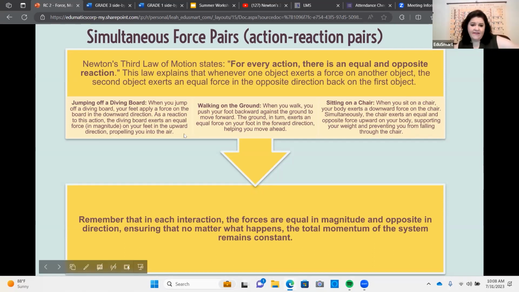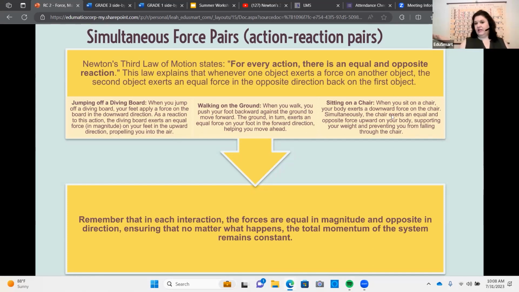So when you jump off the diving board, you jump, your feet push down, and the board exerts an equal pressure up, and so it lifts your feet up into the air. Walking on the ground, you push your foot down on the ground and you push backwards, and the ground is pushing forwards, so that moves you forward.